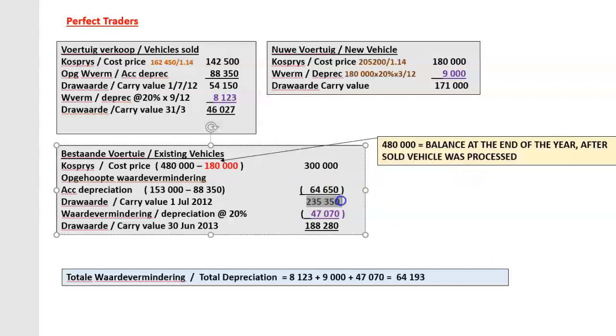I need to work out the carrying value because the depreciation is based on the reducing balance method. So I need the carrying value at the beginning of the year multiplied by the 20%, which will give us a depreciation charge of 47,070. So what is my total depreciation then on the vehicles? Well, it's going to be 8,123 plus 9,000 plus 47,070, and that gives us a total of 64,193.